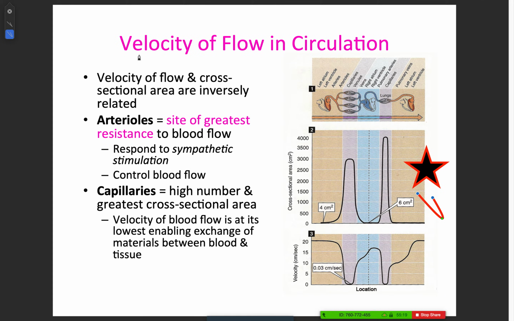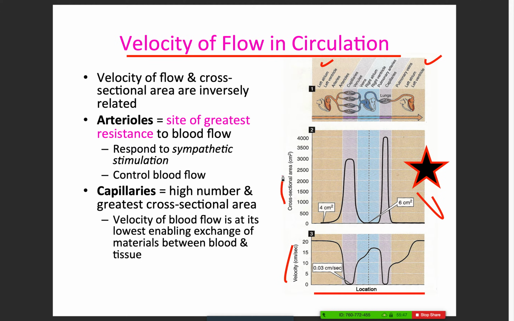So the velocity of flow in circulation. Before we go into the text here, I just want to take a quick look at the diagram. Whenever we see a diagram, first thing we do, we look at the axes. It looks like on my x-axis, what I have is a location where we're going from the left atrium and left ventricle all the way back to the left atrium and left ventricle. So we're just moving all the way through the supply. On the y-axis, we have velocity on this bottom diagram and total cross-sectional area on the y-axis for this number 2 diagram. Okay, so great. So let's look at this first one.